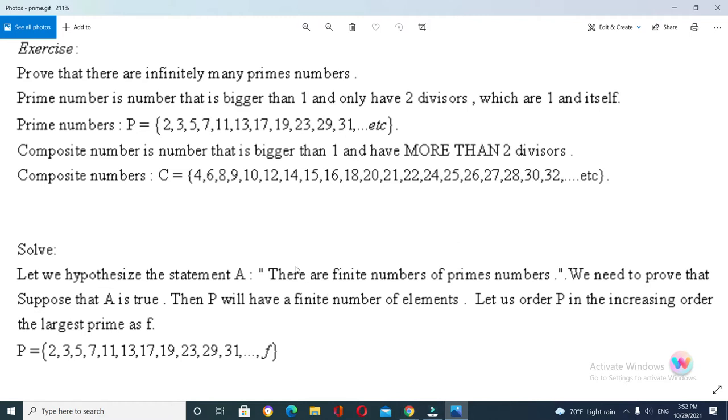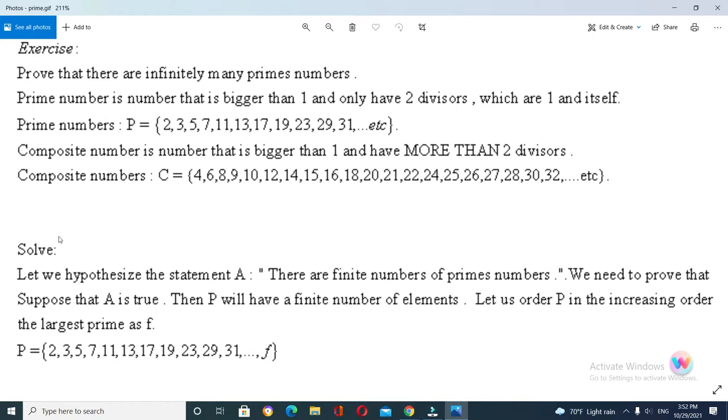So, to be clear, a prime number is a natural number that is bigger than 1 and only has two divisors, which are 1 and itself. So you can see some of the earliest prime numbers are going to be 2, 3, 5, 7, 11, 13, 17, 19, and 23, etc.